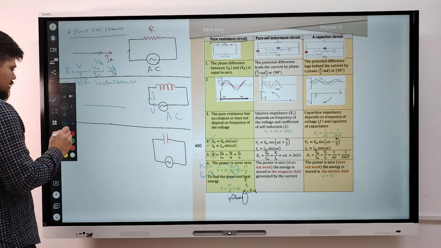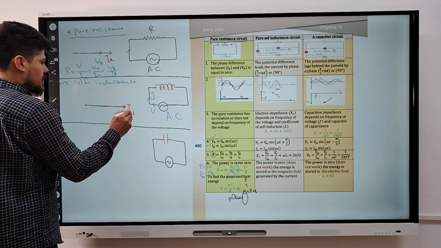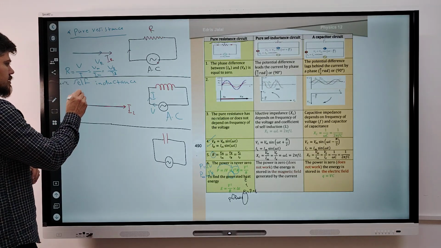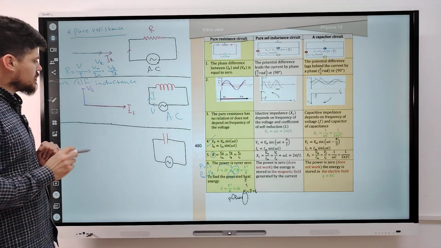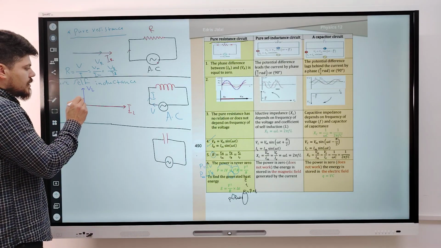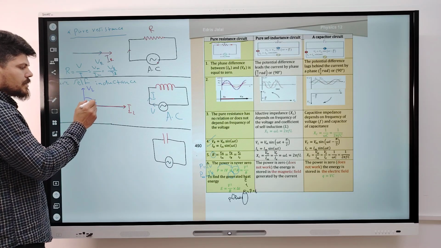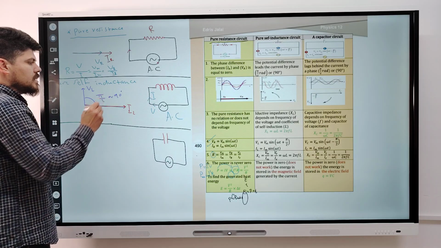So in that case, this is current IL, okay, and this is potential difference VL. As you can see in this diagram, in this figure, the phase difference between VL and IL, because they are perpendicular to each other, is equal to what? Pi over 2 or 90 degrees.